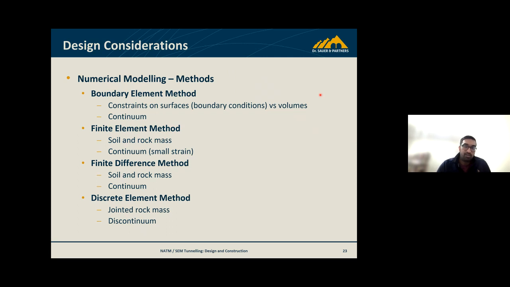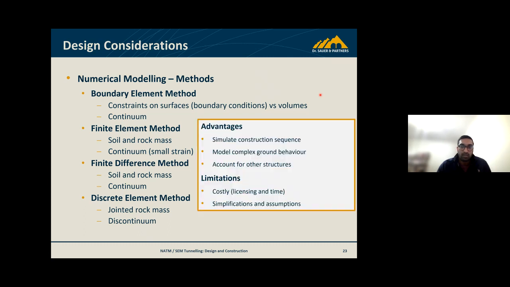Numerical modeling is also something that's obviously used a lot now. You have various different methods: boundary elements, finite element models, finite difference models. The main advantage is it simulates the construction sequence, can model complex ground behaviors, and account for other structures in the area. So modeling in other assets, for example, whether that be utilities or an adjacent building, basement and things like that.